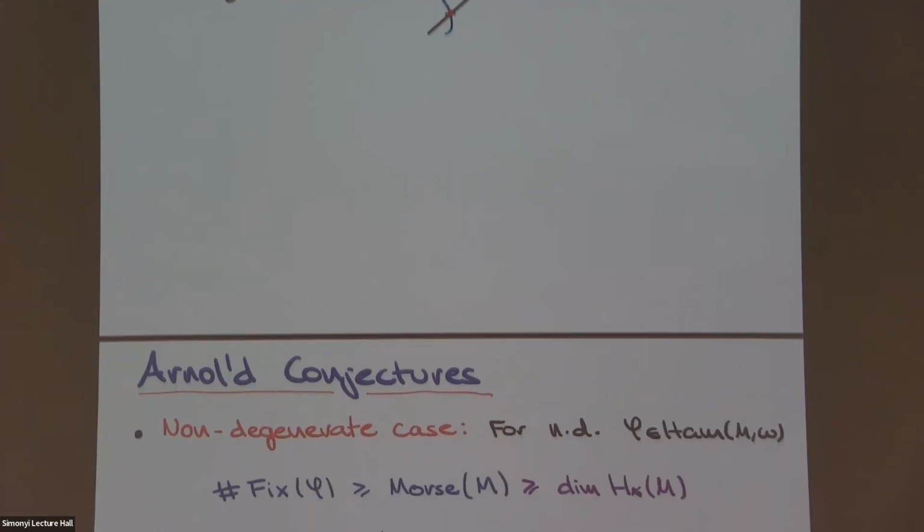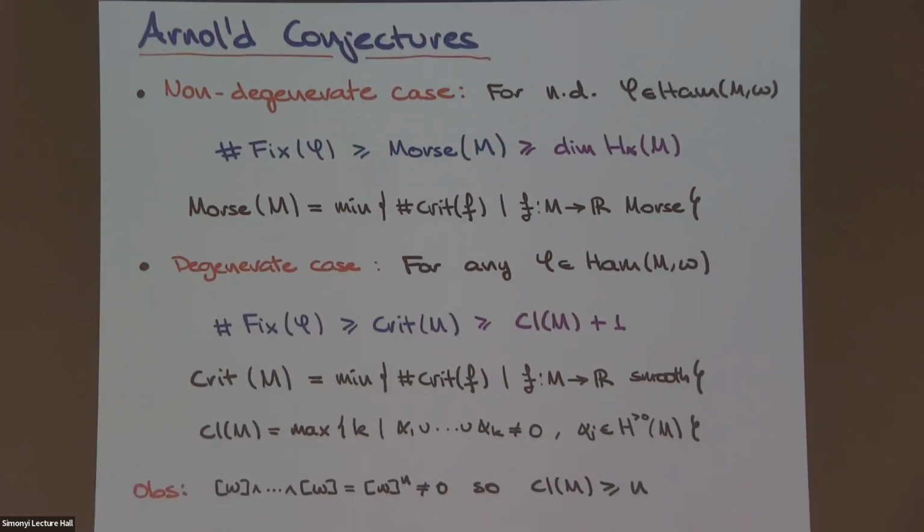Let's just go over the Arnol'd conjectures. I split here in two different cases. First, the non-degenerate case. The Arnol'd conjecture in that case states that the number of fixed points of a non-degenerate Hamiltonian diffeomorphism is bounded below by the Morse number of your manifold, the minimal number of critical points of a Morse function. By Morse theory, that would imply that the number of fixed points is bounded below by the total Betti number.